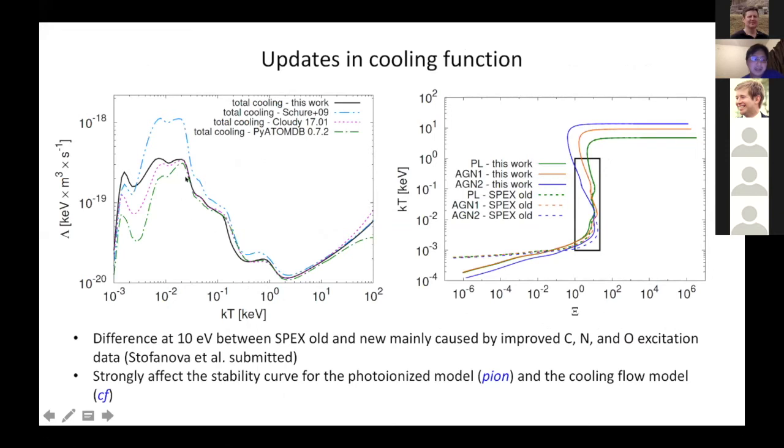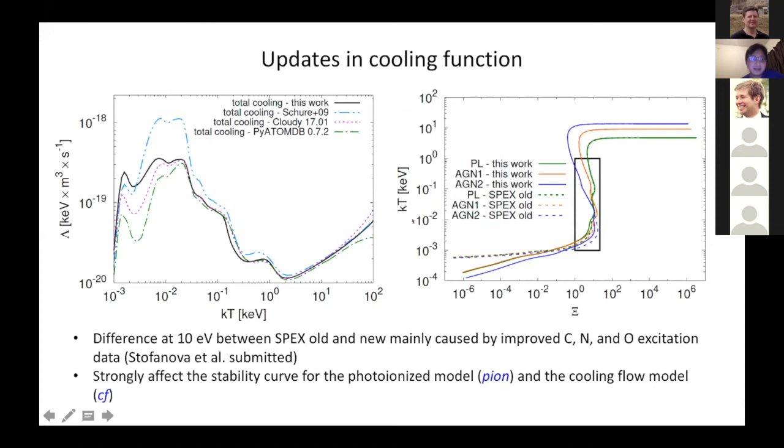In the left plot, the new calculation of the total cooling curve in black is compared with the classic one in blue. You can see a difference at around 10 eV is mainly contributed by the change in the direct resonant excitation cross-section of several carbon, nitrogen, and oxygen ions. We have noticed difference in our new calculation of the cooling function and those in the Cloudy and the AtomDB curve around 3 eV, where the main cooling ion will become the atomic hydrogen, and we'll show that in the next slide.